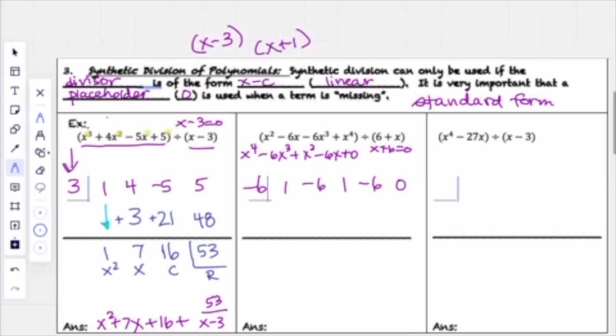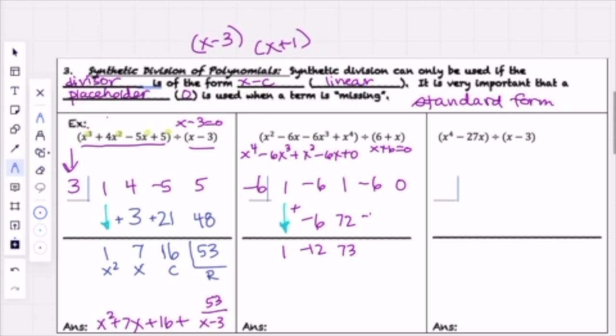Start by bringing down the first digit. Okay, so we have a 1. I'm going to take that 1 and multiply by the -6. I'm going to get -6. I'm going to add that to the -6 above it. I'm going to have -12. -12 times -6 is 72. 72 plus that 1 is 73. I'm going to take that 73 and multiply it by -6.